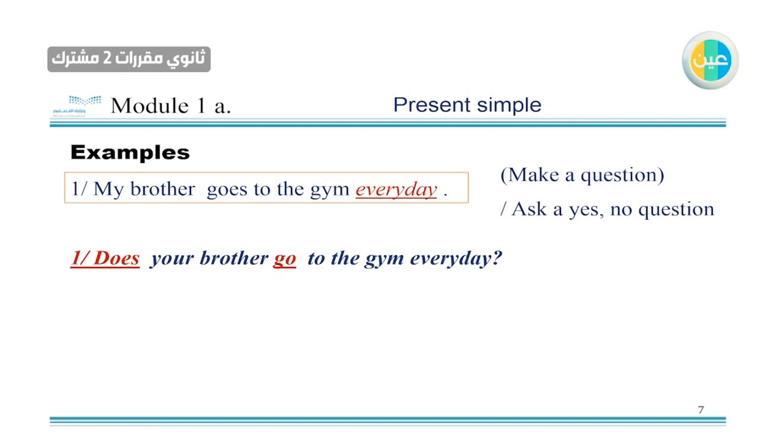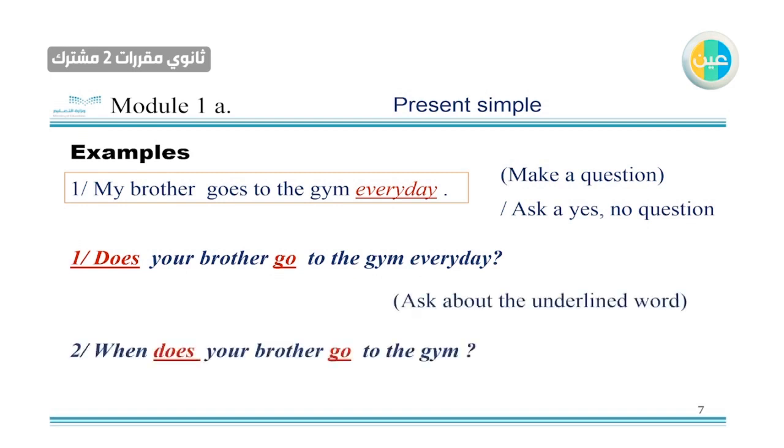Now, when I ask about every day, it's time, so I'm going to use when. Also, you're going to use the helping verb, does, then you have the subject, and then the main verb, and complete the sentence.